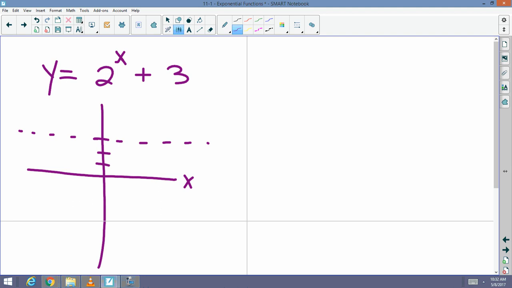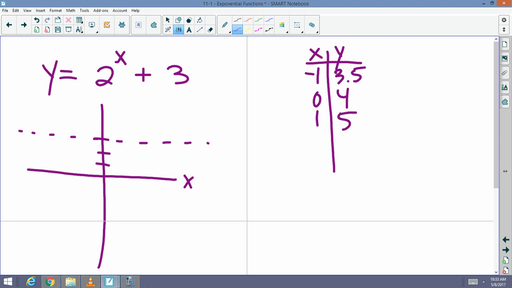So when I made my table, I would still make my table x, y, negative 1, 0, 1. When x is negative 1, 2 to the negative 1 is 1/2. 1/2 plus 3 is 3.5. 2 to the 0 is 1. 1 plus 3 is 4. And 2 to the first is 2. 2 plus 3 is 5.